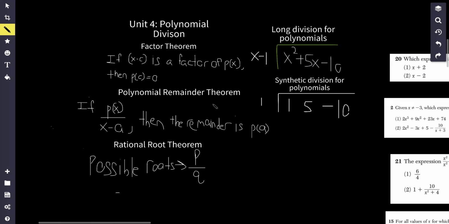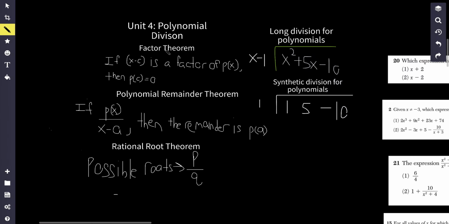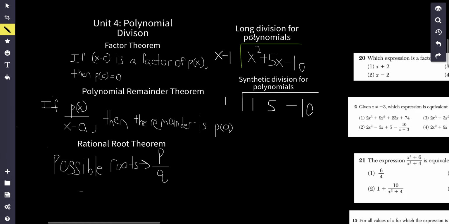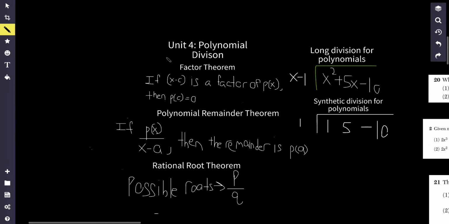All right, so in Unit 4, there's just 5 main concepts you got to know. Factor theorem, polynomial remainder theorem, rational root theorem, long division, and synthetic division. I'll be doing some Regents practice problems for y'all.